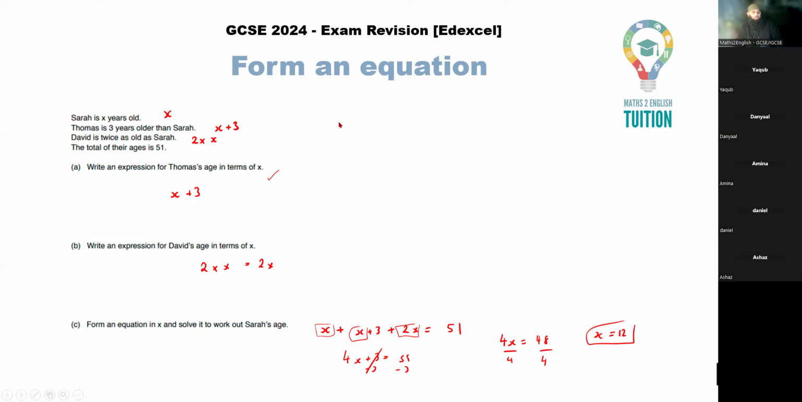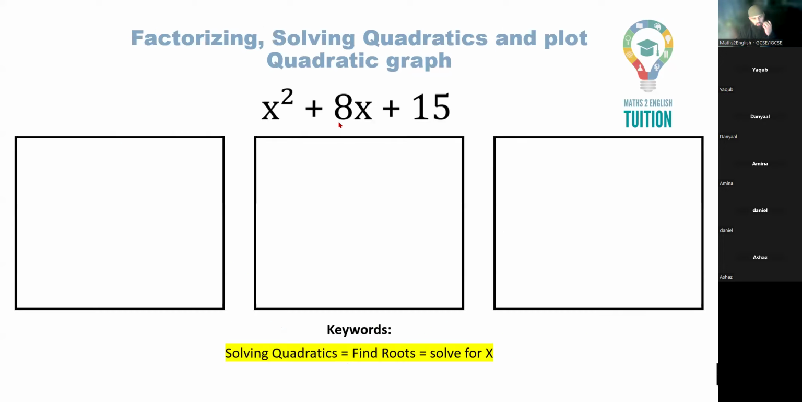All right, next topic over here is this one. Factorizing and solving quadratics and plotting quadratics. This is a long topic, but I'm just going to summarize it as much as I can. In order to factorize a quadratic, we have to be able to find two numbers that multiply to give us 15, and add to give us 8.